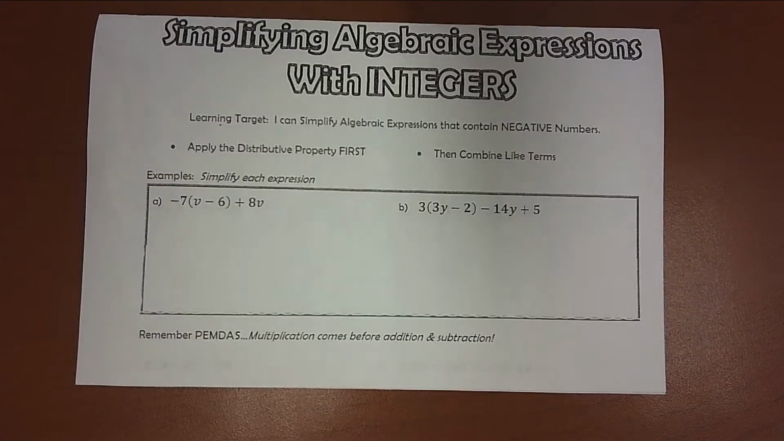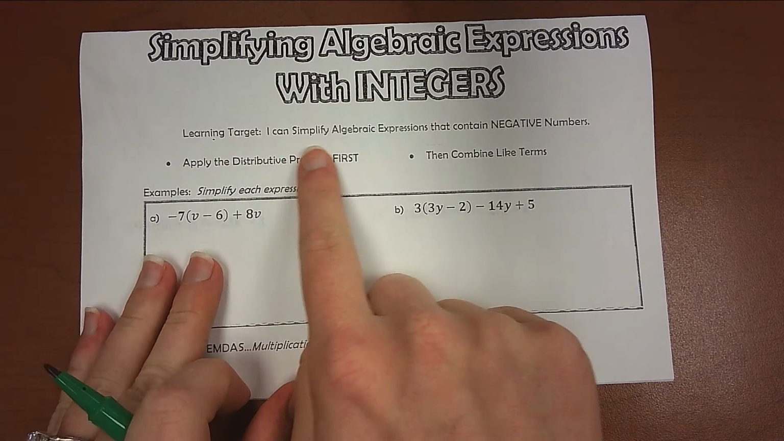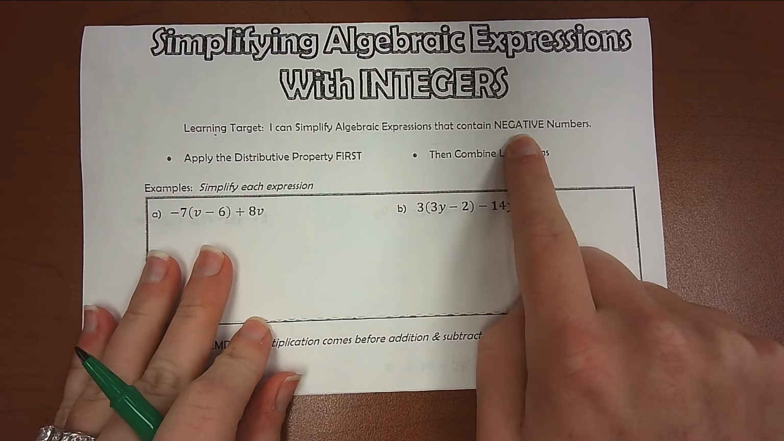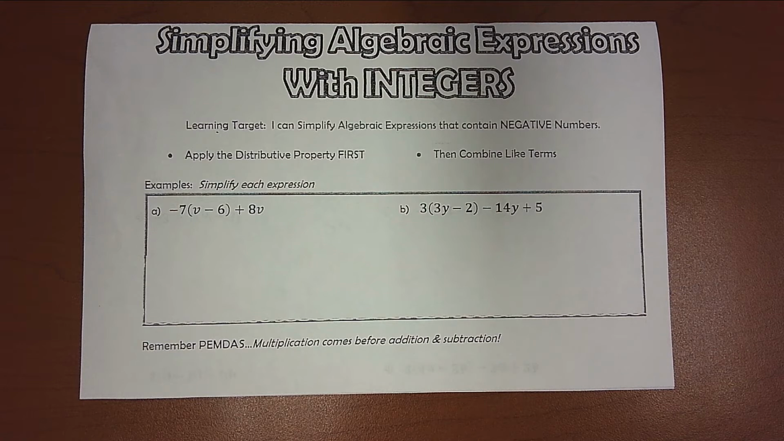Today we're going to focus on simplifying algebraic expressions with integers. So our learning target is listed here. It says, I can simplify algebraic expressions that contain negative numbers. We worked on simplifying algebraic expressions earlier this year with positive numbers. Now we're going to be working with integers, which are positive and negative numbers.